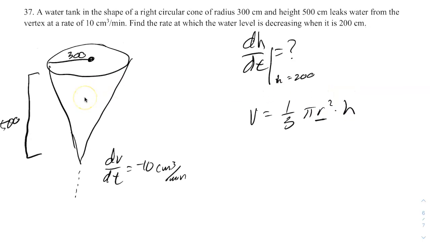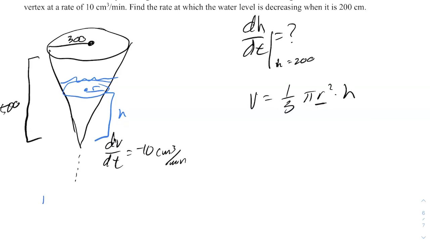Now I didn't draw it here, but since we're talking about water level, I should draw it. Here's our water level with its own radius and its own height. Right, so that's how we're going to set it up, because we're talking about the water level here. So it's draining, so it has its own r and its own h. So we're going to set up r over h equals 300 over 500. This r over this h is similar to this r over this h. These reduce, so I just get r over h equals 3 over 5.